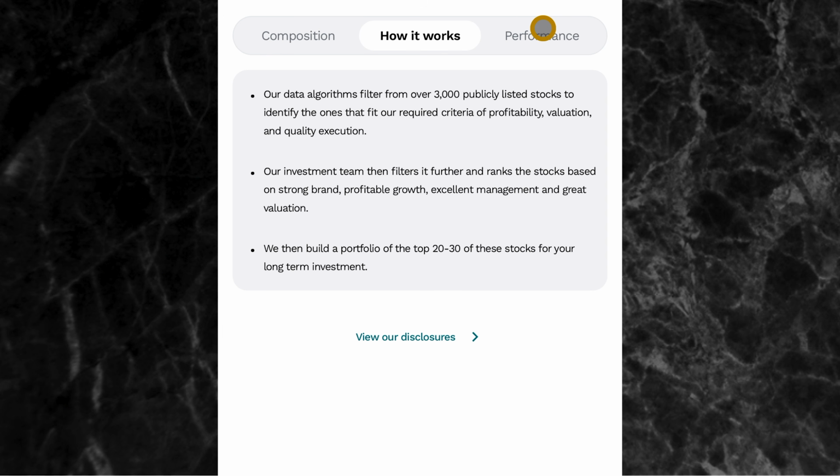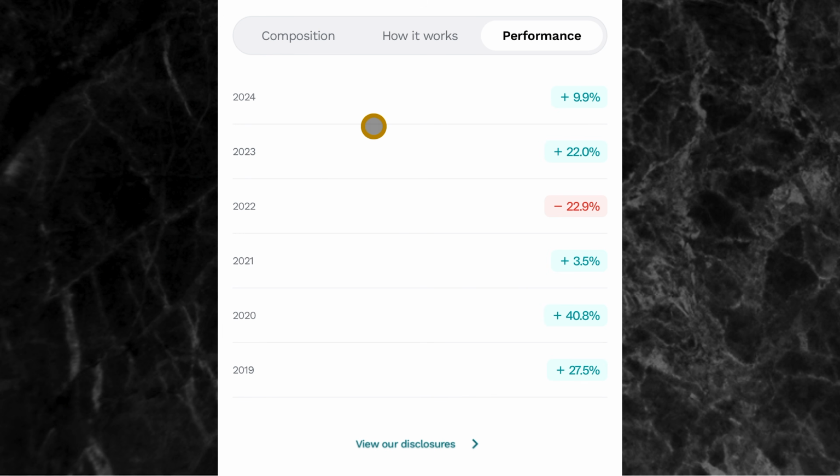And then you come here to performance to see how it has been performing over the years. In 2019, it had 27.5% profit, which is good. And then in 2020, they had 40.8% profit. In 2021, they had 3.5% profit. In 2022, they had a loss of 22.9%. In 2023, they had a profit of 22%. And then in 2024, they had a profit of 9.9%. So you'll be able to see how they've been performing over the years.